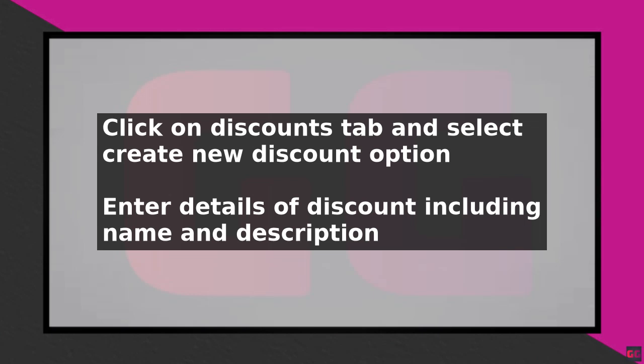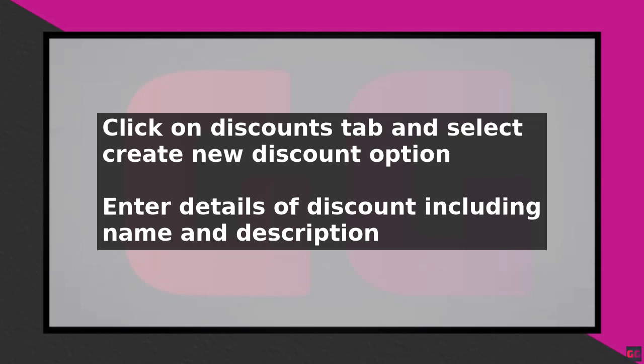After creating the discount, you can apply it to specific items or orders by selecting the item or order and clicking on the Apply Discount button. You can also set up automatic discounts that are applied to certain customer groups or loyalty programs.